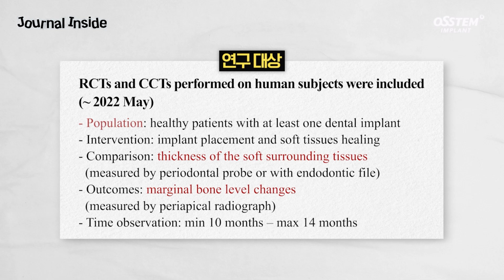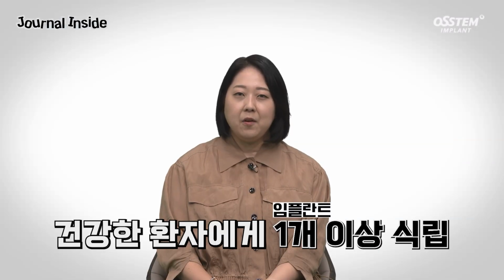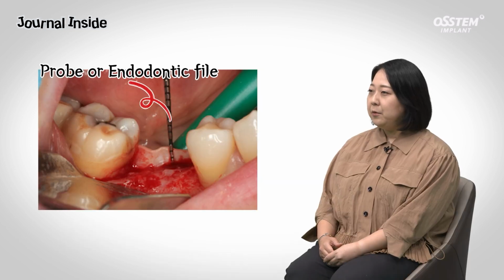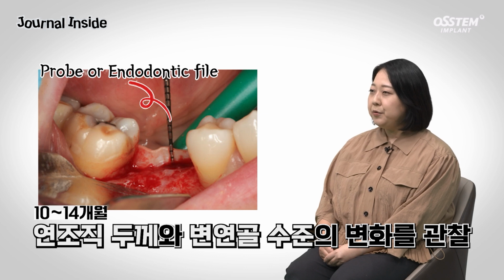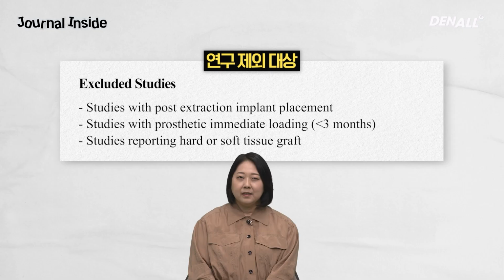Then, let's take a look at the methodology. The targets are randomized control trial and controlled clinical trial among human studies published up until May 2022. These studies were conducted on systemically healthy individuals, each having at least one implant placed. They observed the relations between soft tissue thickness, measured using probes or endodontic files, and changes in marginal bone level over at least 10 to 14 months. On the other hand, some cases were excluded from the study if the implant was placed immediately after tooth extraction, if immediate loading was performed, or if soft or hard tissue grafting was involved.